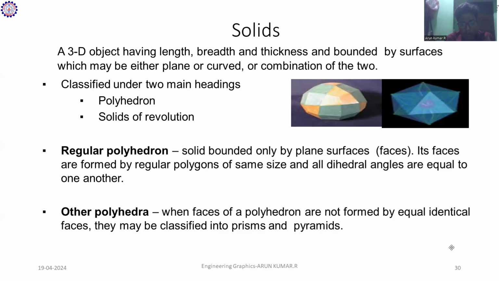Similarly for the pyramid, all the corners join at one point, so we get a triangular shape. The same conditions apply: the triangle will be placed either above the XY line or below the XY line. That is the main criterion while constructing the solids.